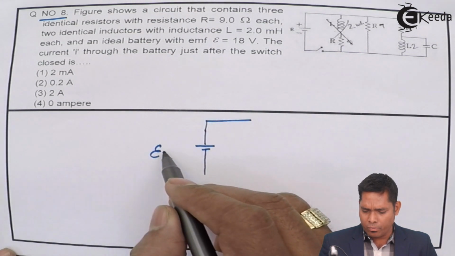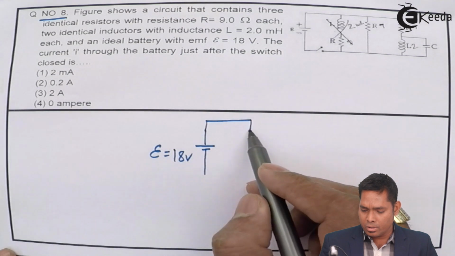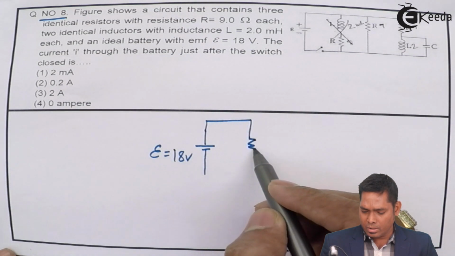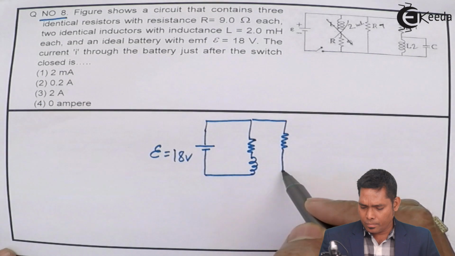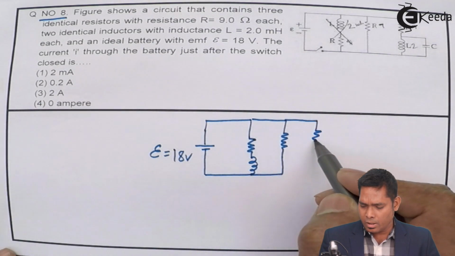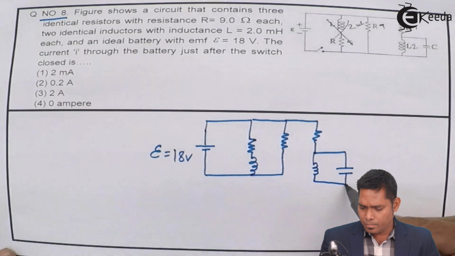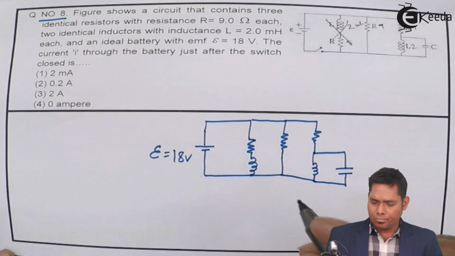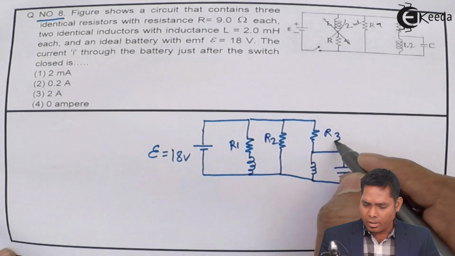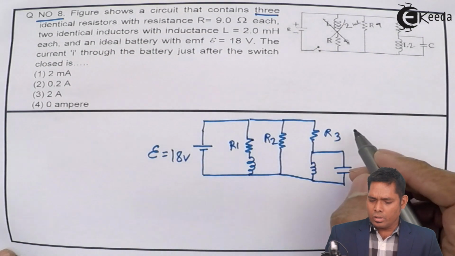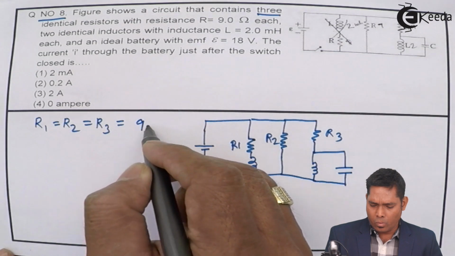This is an ideal battery of EMF equals to 18 volt, which is here, and the resistances are one resistance and one coil, then one resistance here, then one resistance here, and one capacitor here, and one coil here, and is connected to this. So this is the diagram where I will call this R1, this is R2, and this is R3. 3 resistors. Each of resistance, so R1 equals to R2 equals to R3 equals to 9 ohm.